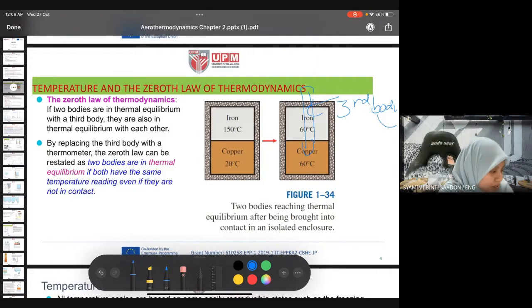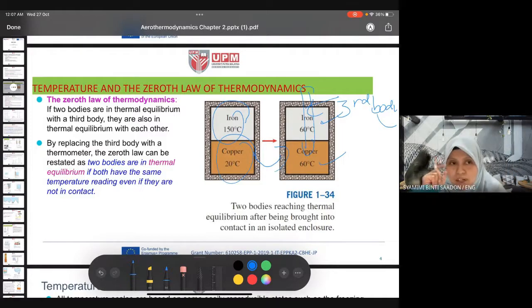Look at here. Initially, it was iron at 150 degrees Celsius and copper at 20 degrees Celsius. Now, when they reach equilibrium, the temperatures of iron and copper will be the same, the same temperature reading. It is reached when the iron and copper are in thermal equilibrium.